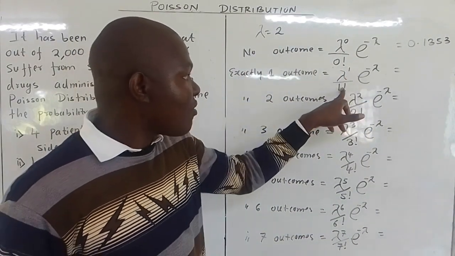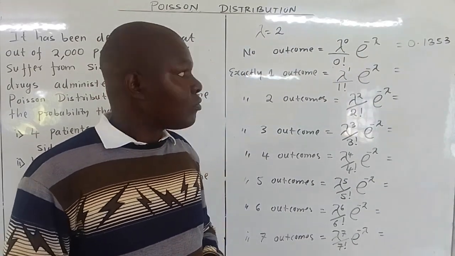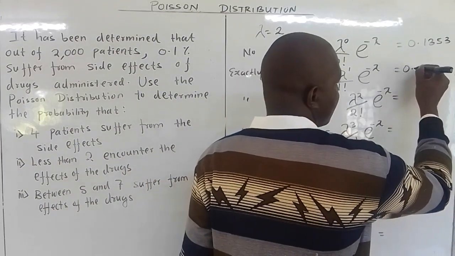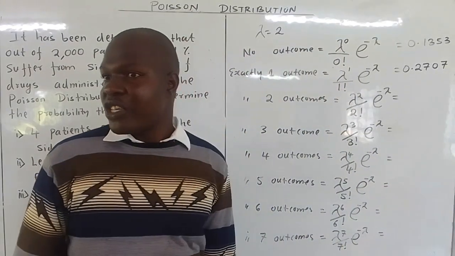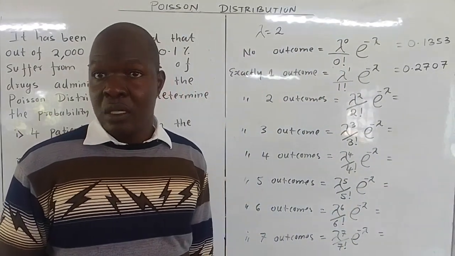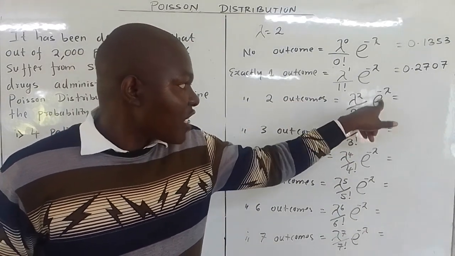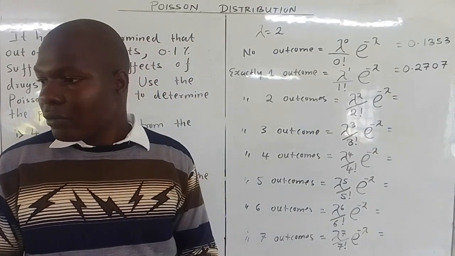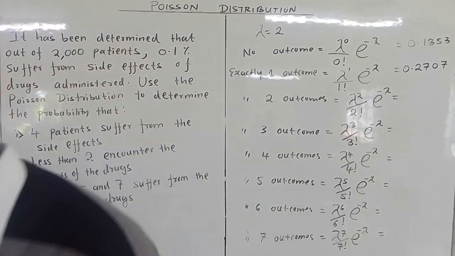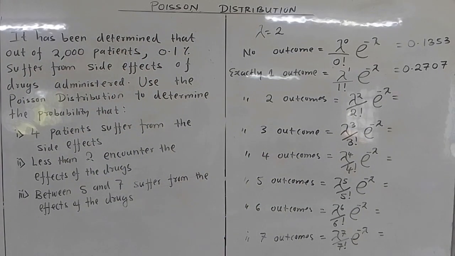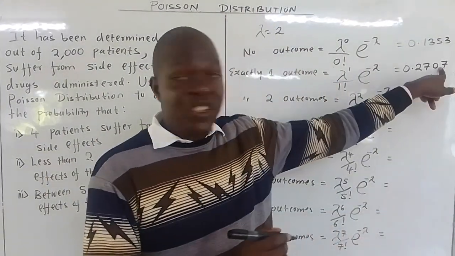Then go to the next one: 2 raised to power 1 over 1 factorial exponential negative 2, because where the lambda is, you put 2. You have 0.2707, isn't it? Are we together? Go here, when lambda is 2: 2 raised to power 2 over 2 factorial exponential negative 2. You have? What do you have? 0.27? It is the same as this one. Yes.